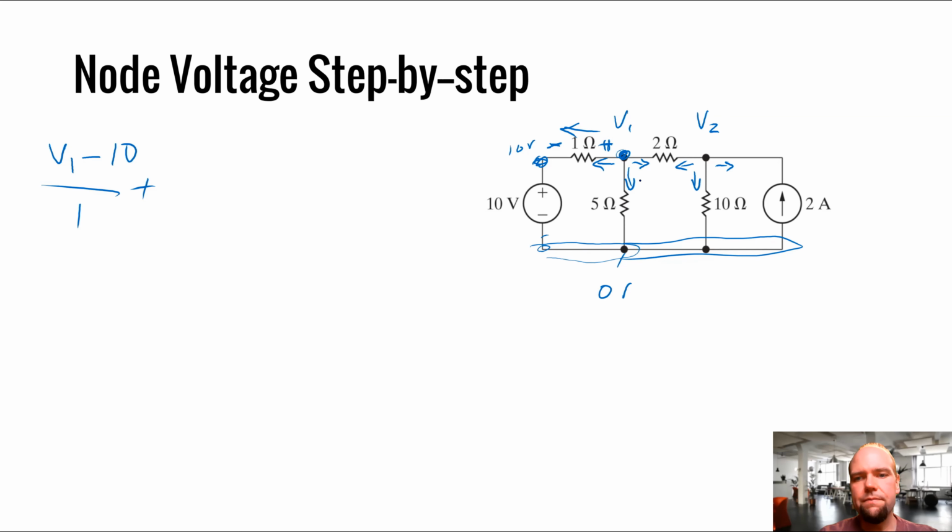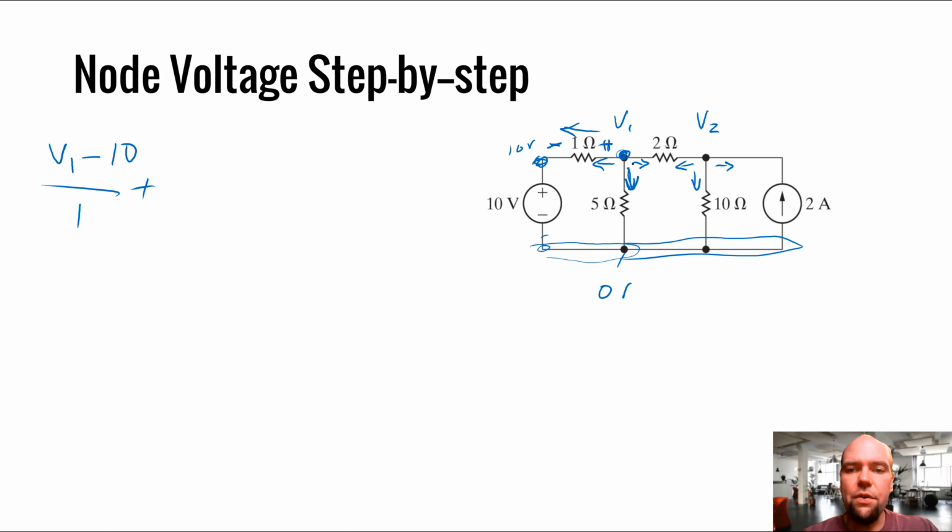What's the current flowing down here? Try to write the equation for the current flowing down there yourself. This is a good time to pause it. Try to be honest with yourself. What would the equation be for this current flowing down through the 5 ohm resistor? Okay, hopefully you did that. Hopefully you paused it. Maybe you didn't.